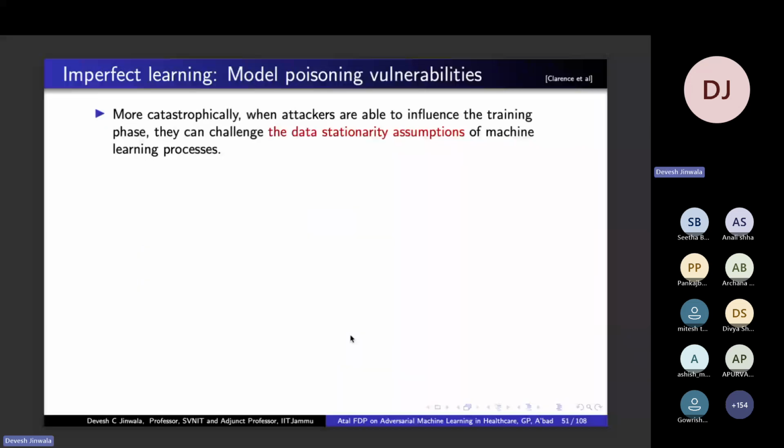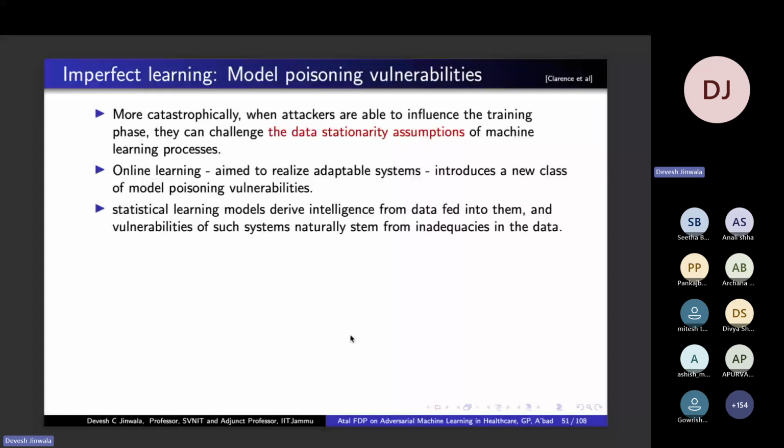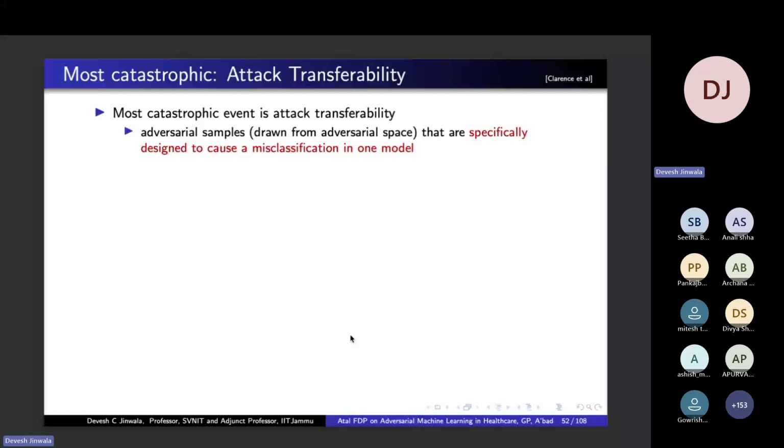I'll skip this particular slide, which talks about imperfect learning. I explained the cause of imperfect learning earlier, or model poisoning. I explained what is model poisoning earlier. There is one more concept which is related, and that is attack transferability, which is more catastrophic. I'm saying it is more dangerous. Why? Because if the adversary is able to learn from his attacks which occur on a particular model, and if he is able to successfully transfer them to some other application or other model, because the data characteristics are similar, then that is even more dangerous, because even if you safeguard that other model carefully, the adversary is going to be successful.